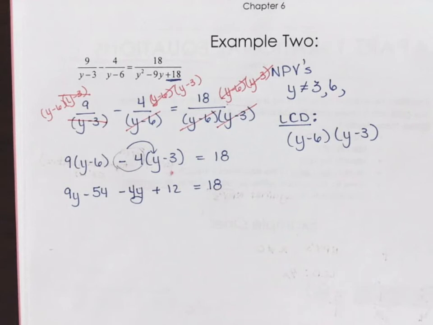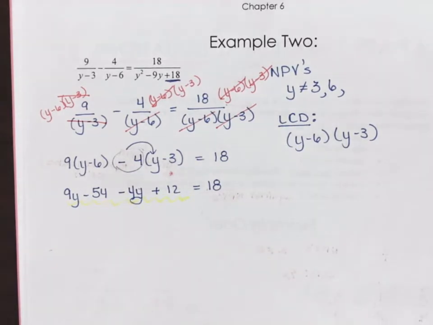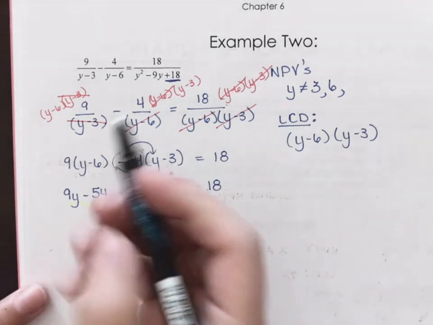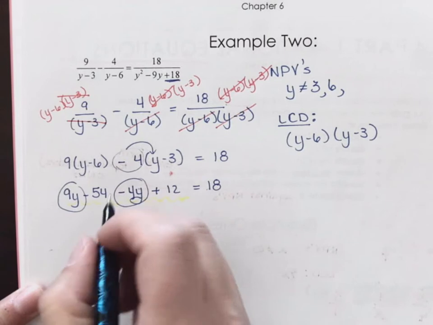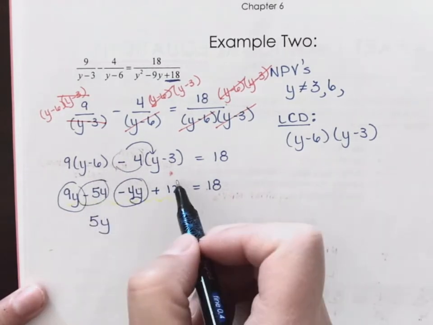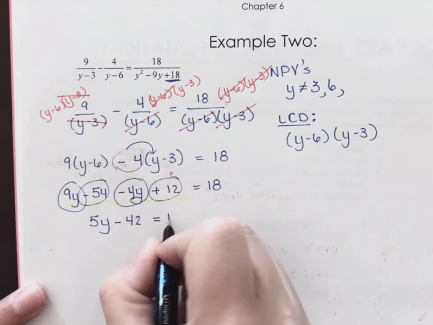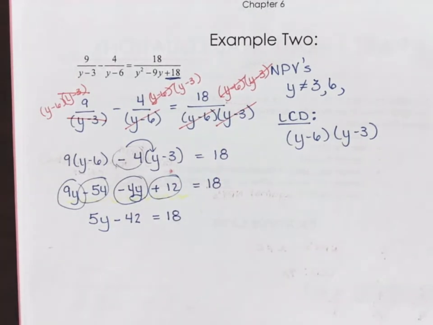So what I would do, this is just strategies that make things a little bit easier as you go. If you combine like terms when you can before you move anything, I find it a little bit easier so you don't lose anything. So 9y minus 4y, 5y, and then I have a negative 54 and a positive 12. So that's going to be a negative 42 equals 18. So this one doesn't have a squared, so am I factoring or am I doing basic algebra? We're doing basic algebra on this one.